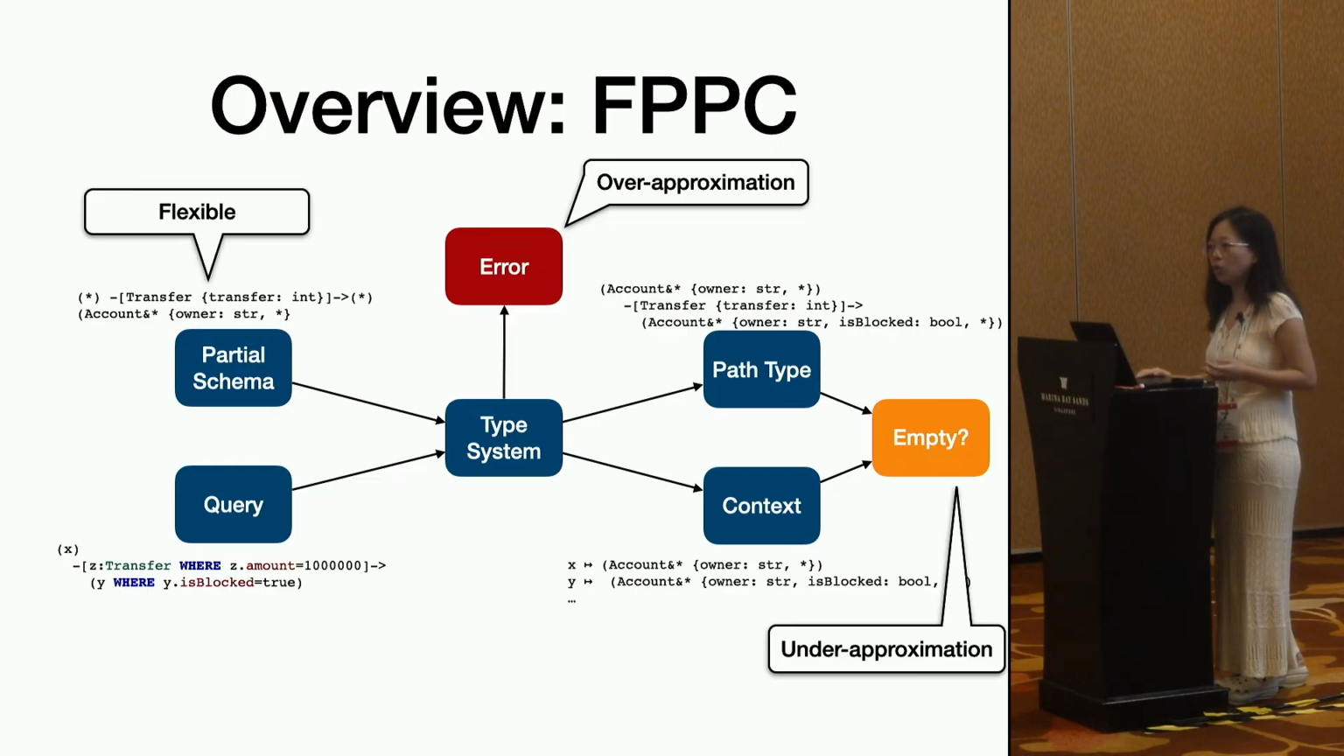Taking those two things, path type and context, we could tell the user if the query is going to be empty or not. To match our goals, if there is an error, then it's an over-approximation. And if we say empty, then it's an under-approximation. And also, we have flexibility because we can have the partial schema.